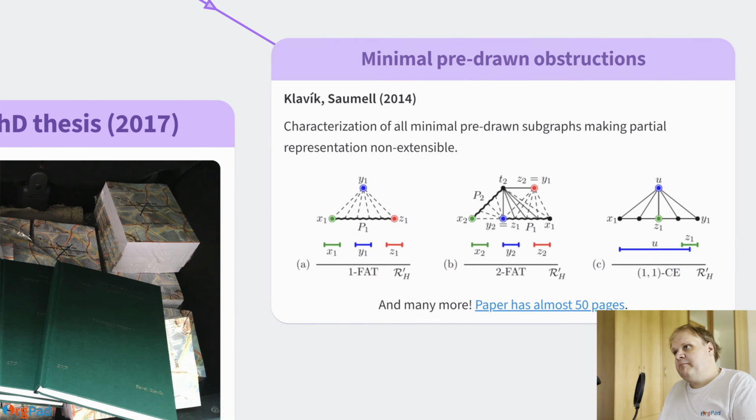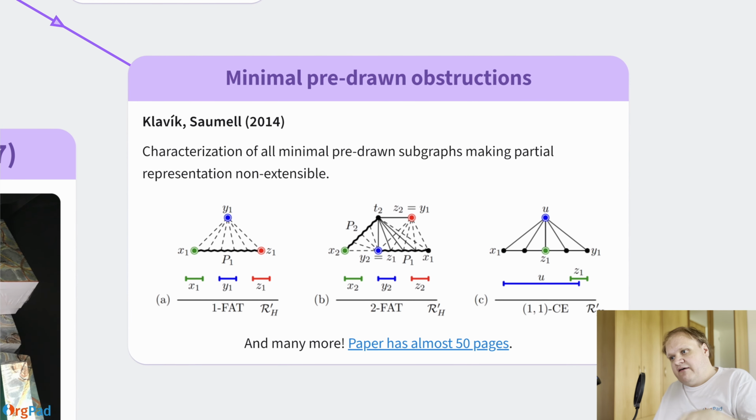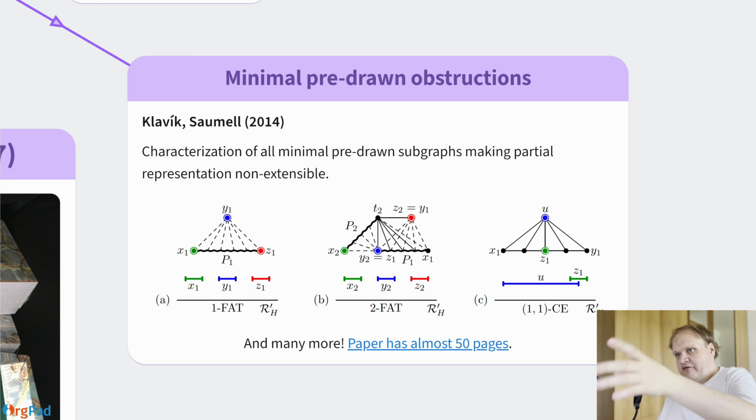And I was quite lucky that we were able to work on this with a lot of different people. For example, a couple of years later, we were able to generalize Lekkerkerker and Boland to partially represented interval graphs. So we were able to describe all minimal partially represented graphs which are non-extendable. And whenever you have a non-extendable partial representation, you can always find one of these patterns there. These are actually just a few patterns. The complete list is much bigger, but nevertheless it's solvable. And the paper has about 50 pages of detailed structural analysis, so it's non-trivial.